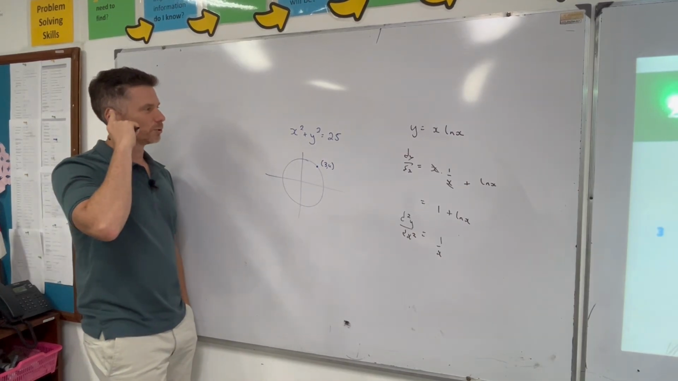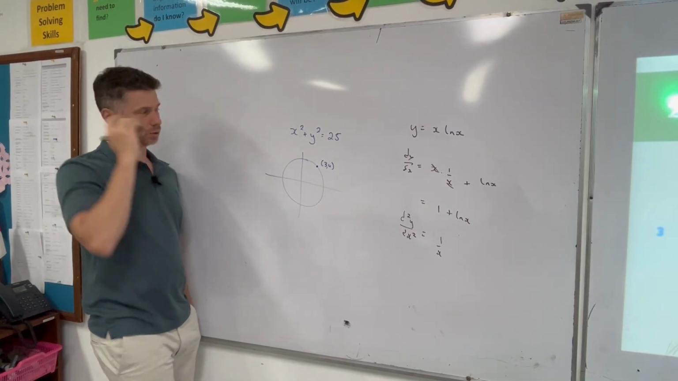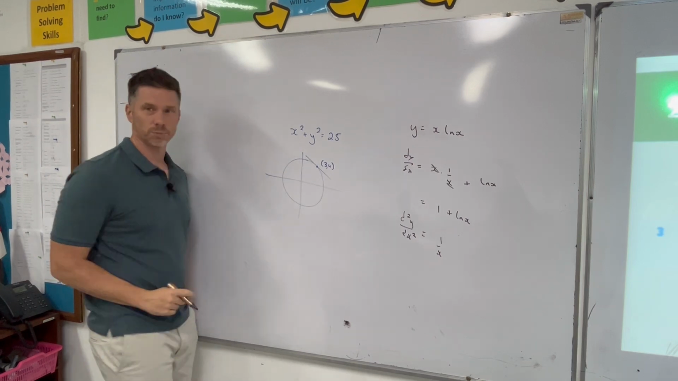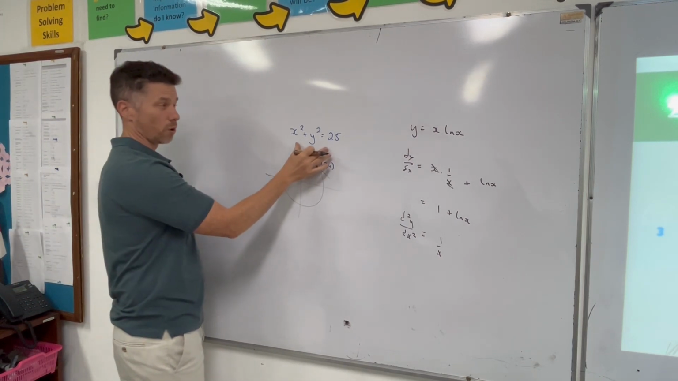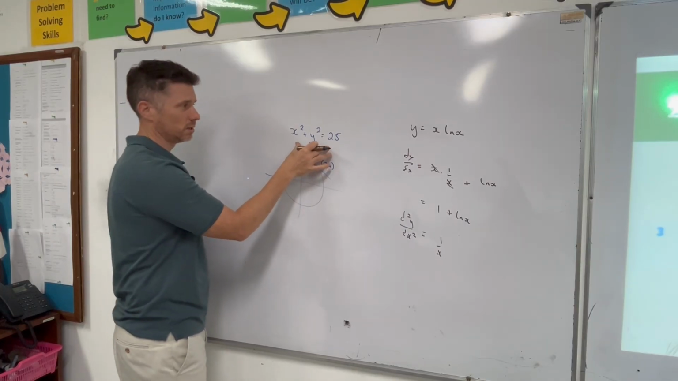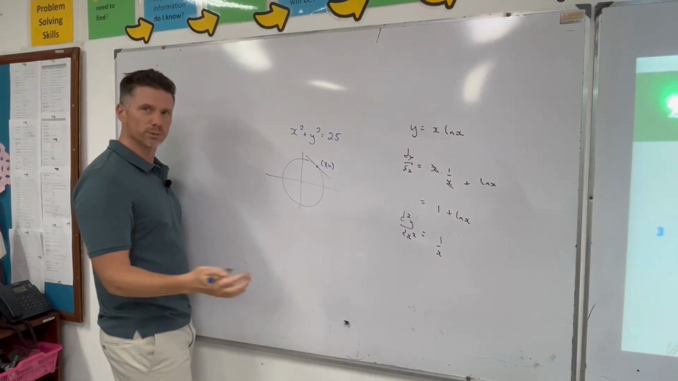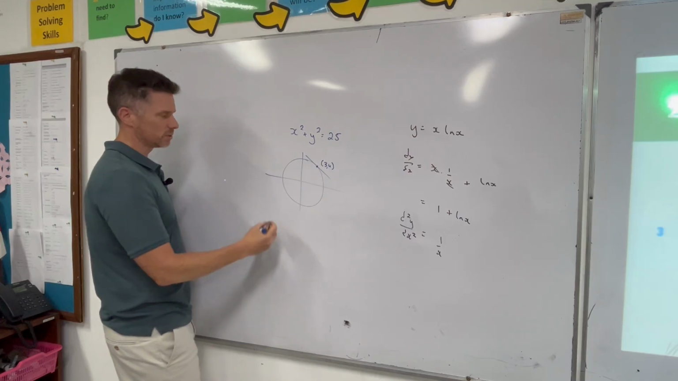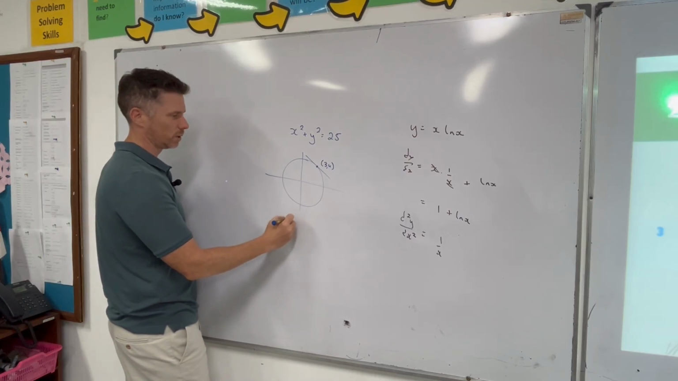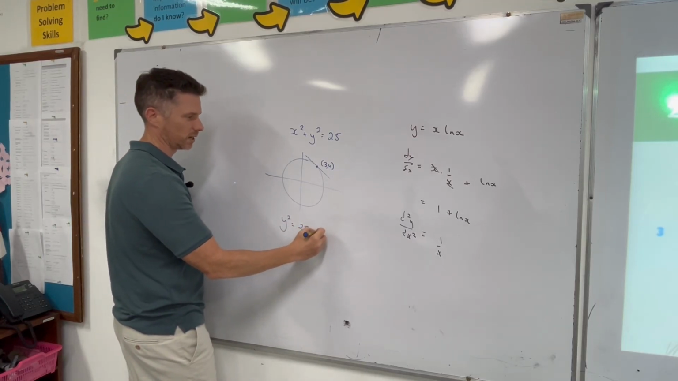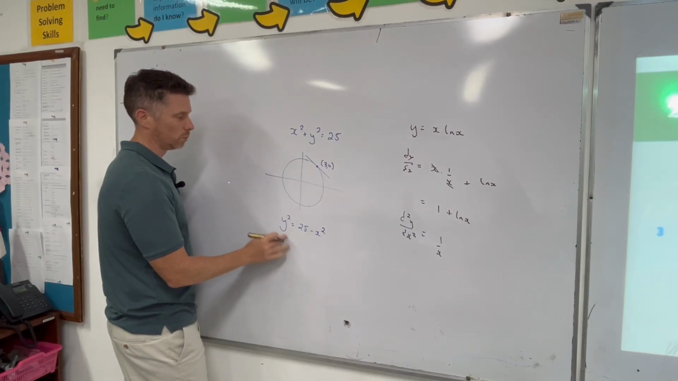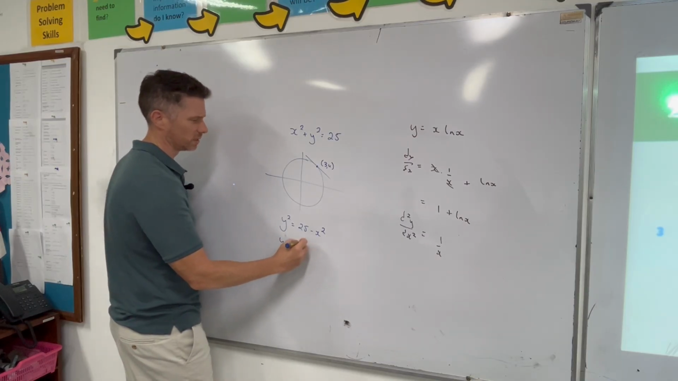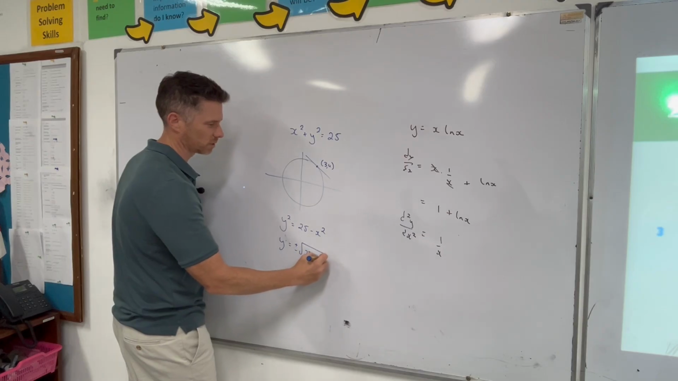Fantastic. What's the gradient of the tangent at that point? So we expect it to be downhill, don't we? This is a bit awkward, the way this is written. So I'd have to get y equals to derive, wouldn't I? So let's do that. y squared is 25 minus x squared, yeah? y is going to be plus or minus the square root of 25 minus x squared.